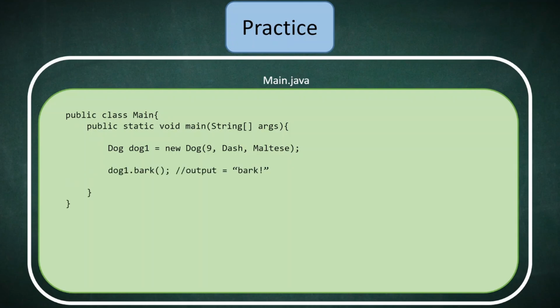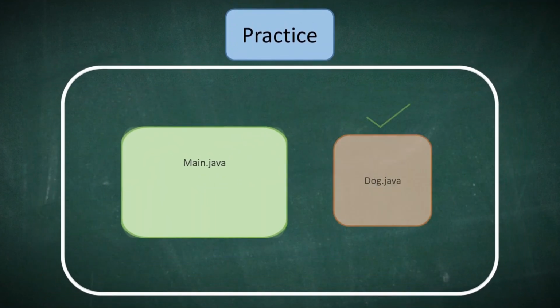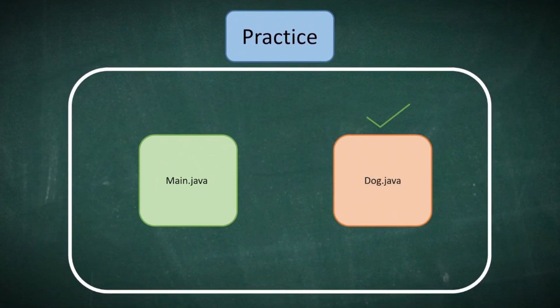If we were to call bark on dog1, it will output bark to the console. This is how we can make objects and use them in a main file. So now you understand how to interact with objects from the main file. Congratulations, you now know the very basics of object-oriented programming in Java.